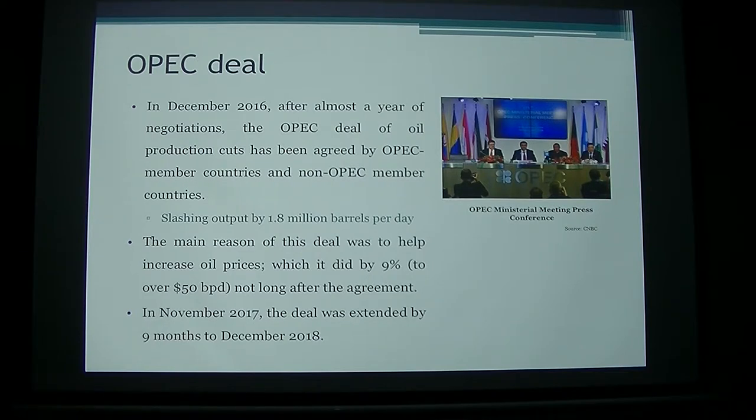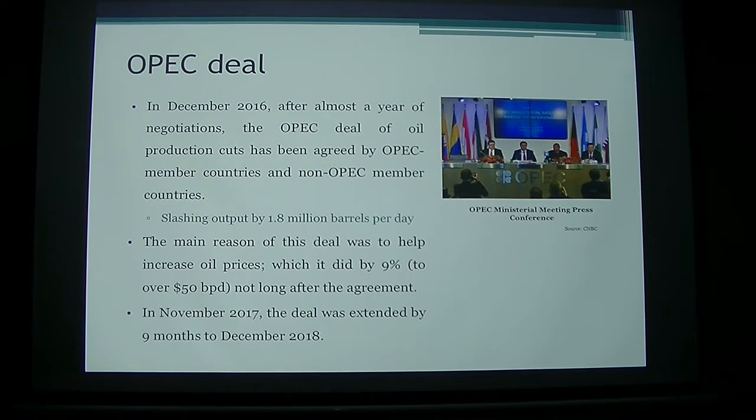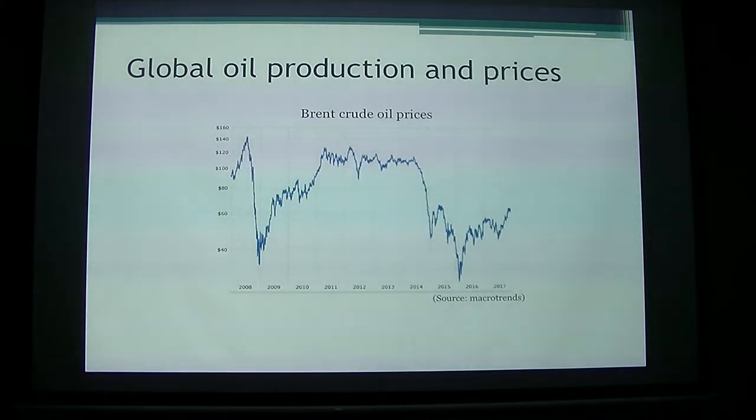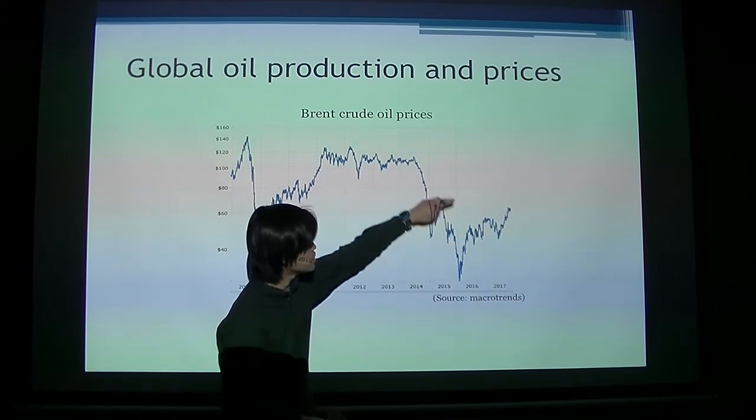In December 2016, after almost a year of negotiations and more than a year after oil prices started to fall, the OPEC deal of oil production cuts was agreed by not only OPEC member countries, but also non-OPEC member countries. They agreed to cut 1.8 million barrels per day. The main reason for this deal is to help increase oil prices, which it did by 9% to about $50 per barrel, not long after the agreement. Recently, in November 2017, they decided to continue with the deal and extended its duration by 9 months to December 2018. So during that time, the price increased after such a fall.